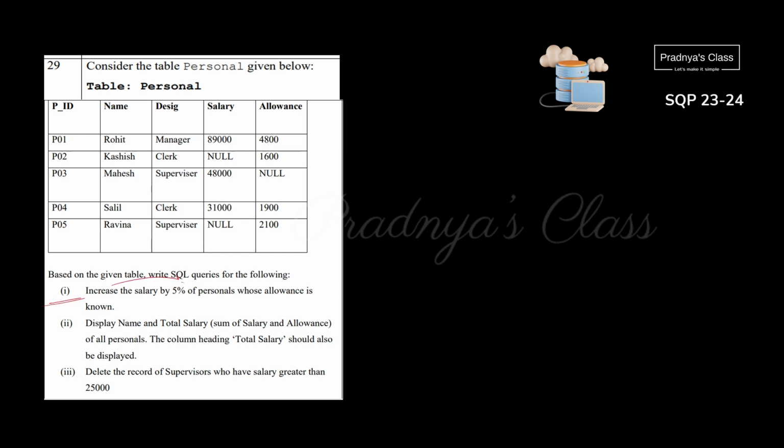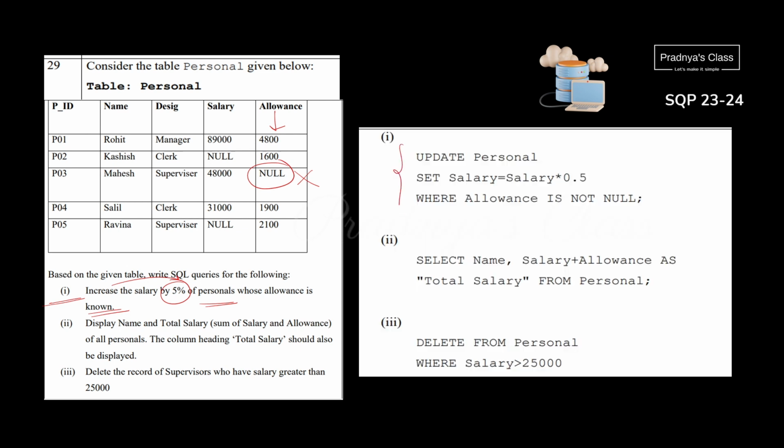Increase the salary by 5% of personnel whose allowance is known. Look at the allowance column. There are some null values that we will not consider. To update values in an already existing table, we will be using the update command. So here is the query.